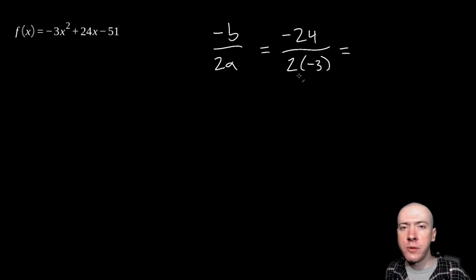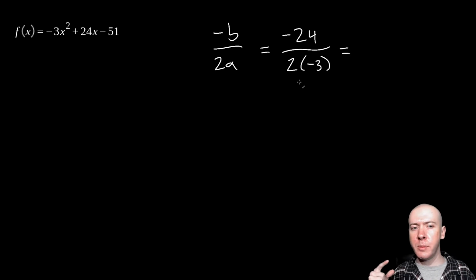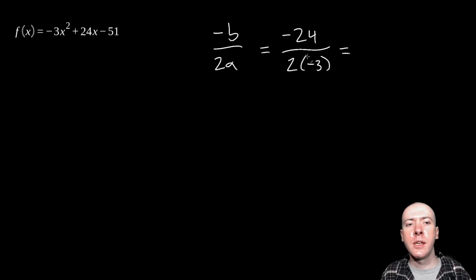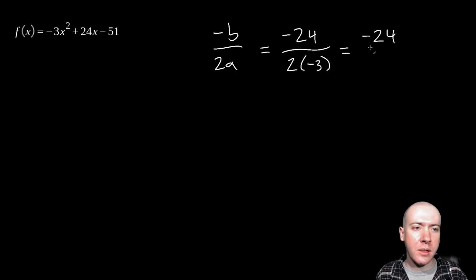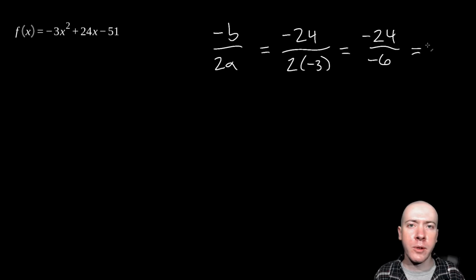Now, 2 times negative 3 in the denominator, that's going to be negative 6, right? So negative 24 divided by negative 6 is going to be positive. And what's 24 divided by 6? It's 4, right? So the x-coordinate of the vertex is 4.